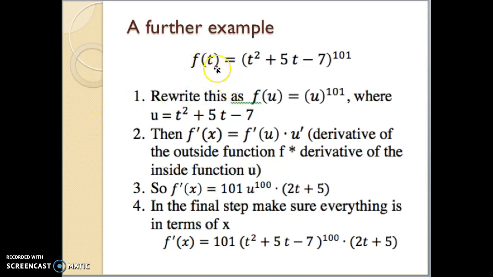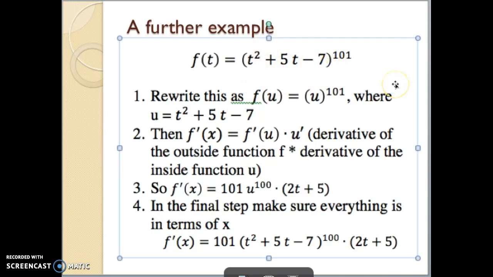So if f of t is this quadratic, t squared plus 5t minus 7, all raised to the 101st power, then we think of the outside function as f of u equal to u to the 101. That is the big outside function. The inside one is the piece that is in the parentheses, the t squared plus 5t minus 7. Then the derivative turns into the derivative of the outside function times the derivative of the inside function, which is just f prime of u times u prime.